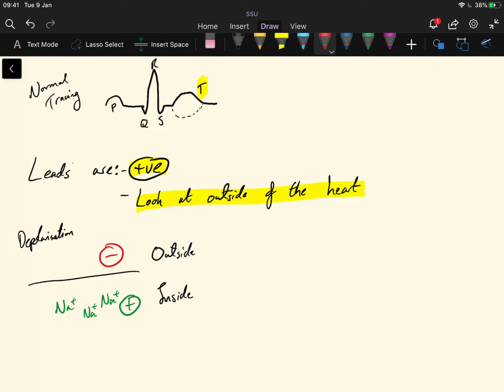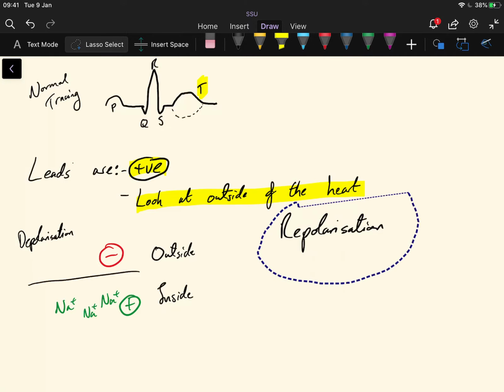Now remember, the leads only look at the outside of the myocytes. Okay? So when you have depolarization, what the leads pick up is negative charge. So even though depolarization is the membrane becoming more positive, what the lead sees is negativity. Okay? Conversely, when we have repolarization, I've drawn that very big. Let me make that a little bit smaller.